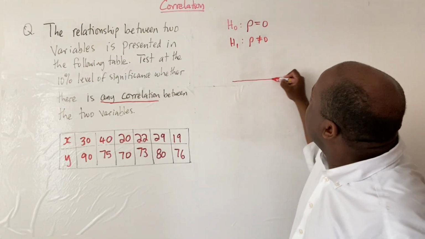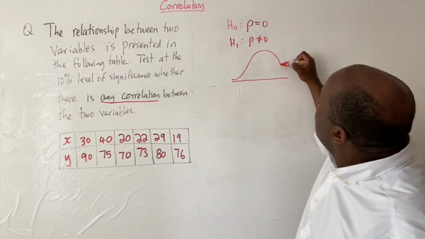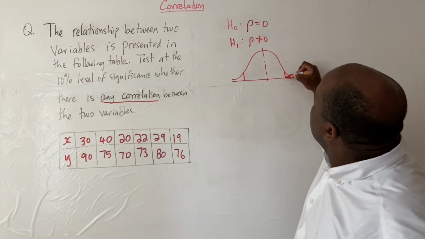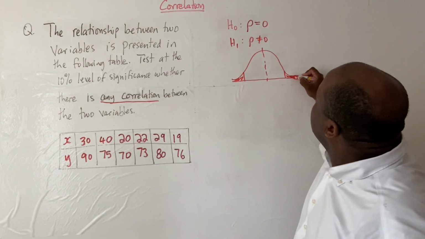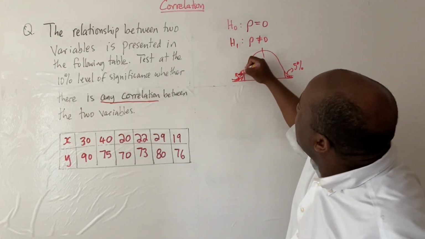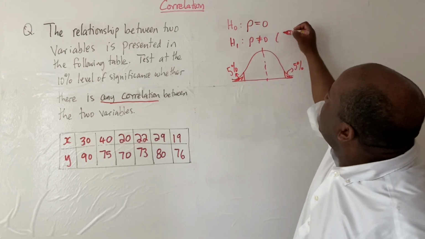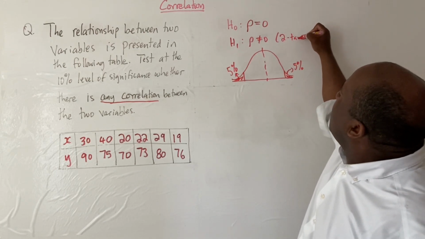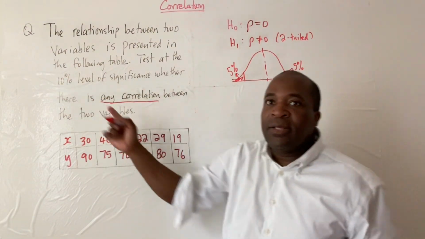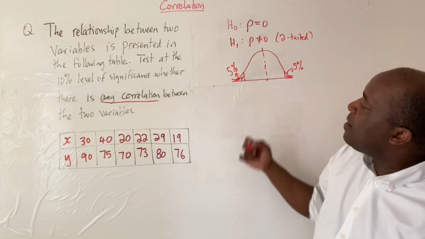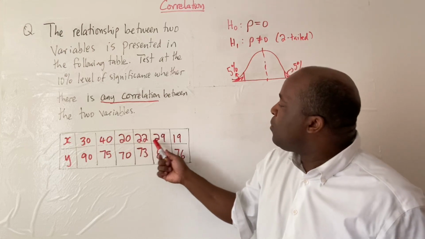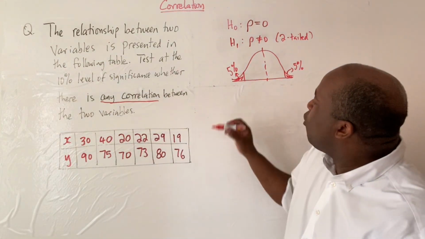And I'm going to do a sketch here. That's going to split the significance region into 5% and 5%. Once you see not equal to, we know that it's two-tailed, and the significance level is 10%. Two-tailed will split that in half. Now the sample size: 1, 2, 3, 4, 5, 6. So n is equal to 6.